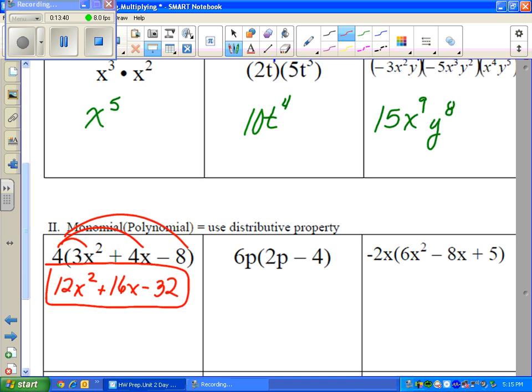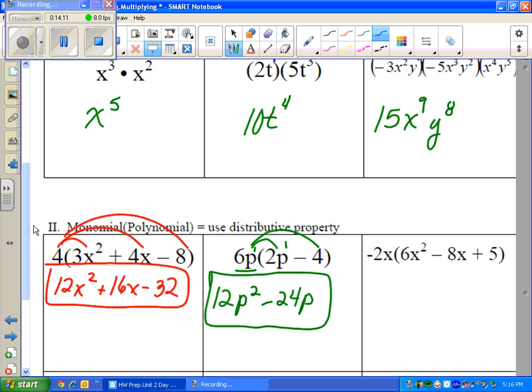Okay. Next one. 6p gets distributed to the two terms here. Well, notice that the term on the outside here has a normal number and also has a variable. So 6 times 2 gives me 12, and then p times p gives me 1 plus 1, p squared. On the second part here, we get 6p times the minus 4. The 6 and the minus 4 combine to give you negative 24, but the 4 does not have anything that's going to affect the p.